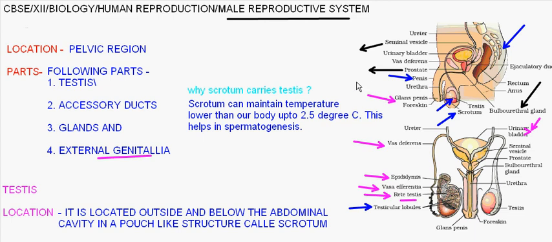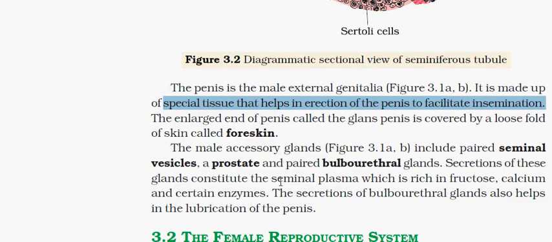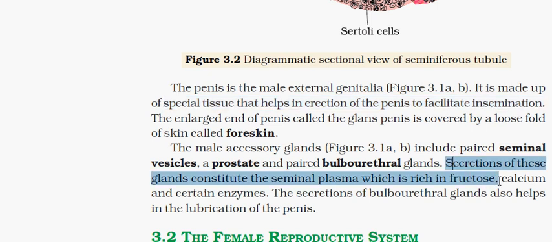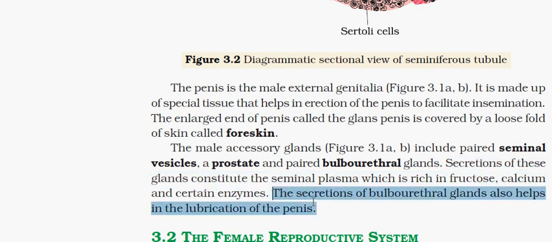Now what are the roles of these glands? They secrete seminal plasma, which is rich in fructose, calcium and certain enzymes. So they provide nutrition for sperm. And the secretion from the bulbourethral gland also helps in lubrication of the penis. So the function of the bulbourethral gland is to secrete a lubricating fluid for the penis. And seminal plasma secreted by seminal vesicle and prostate, which is rich in fructose, calcium and certain enzymes, helps in the nutrition of sperm.